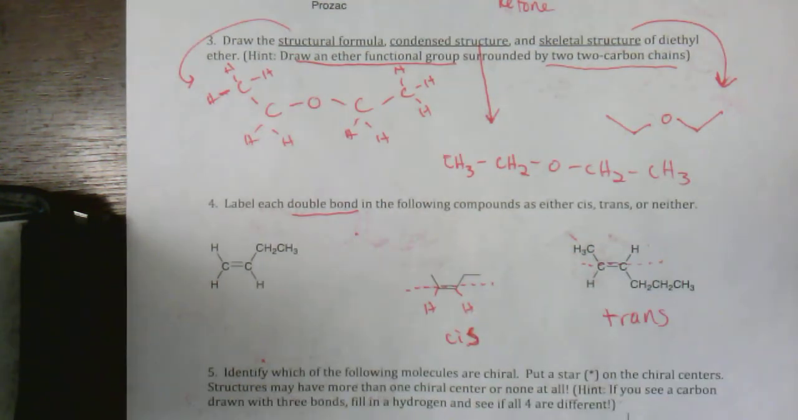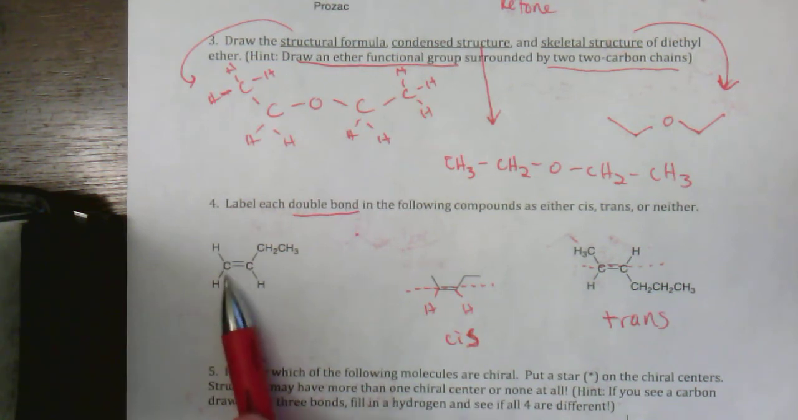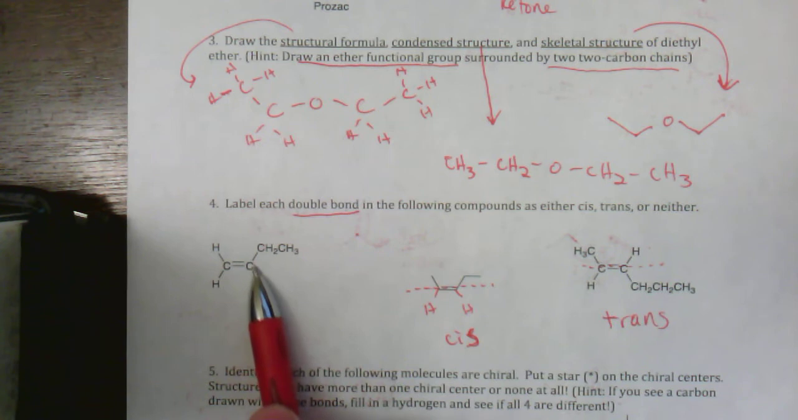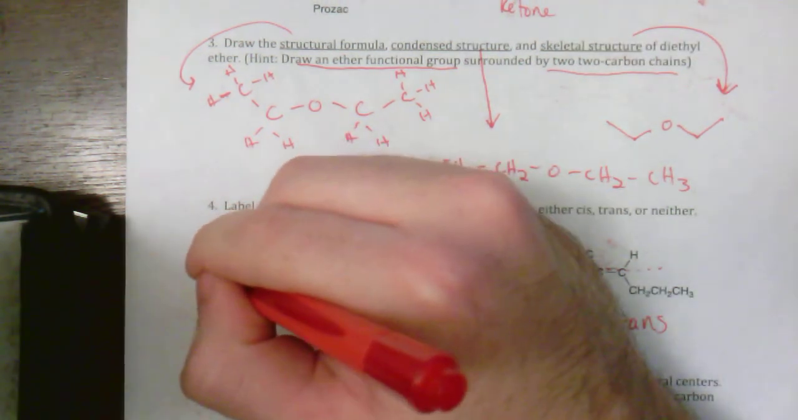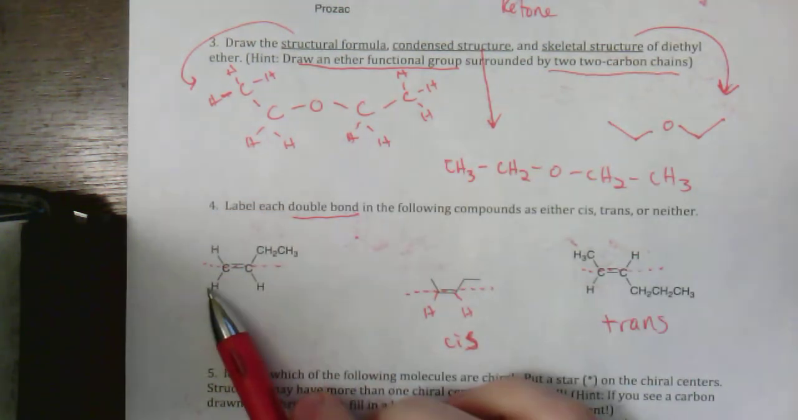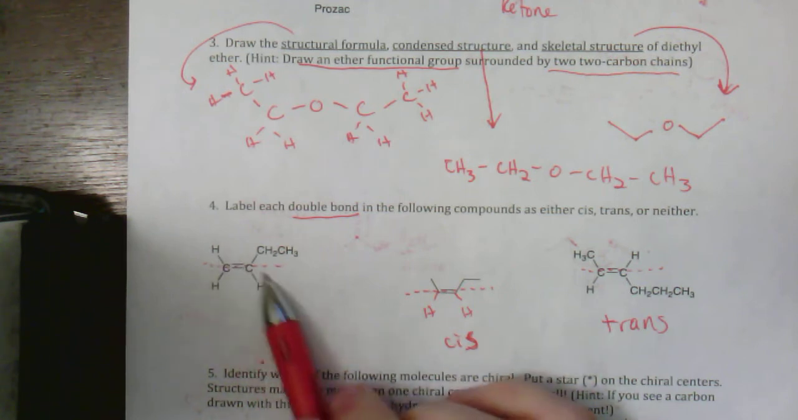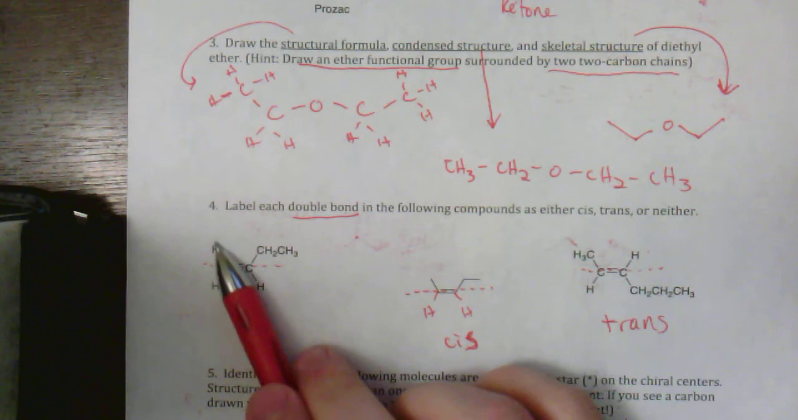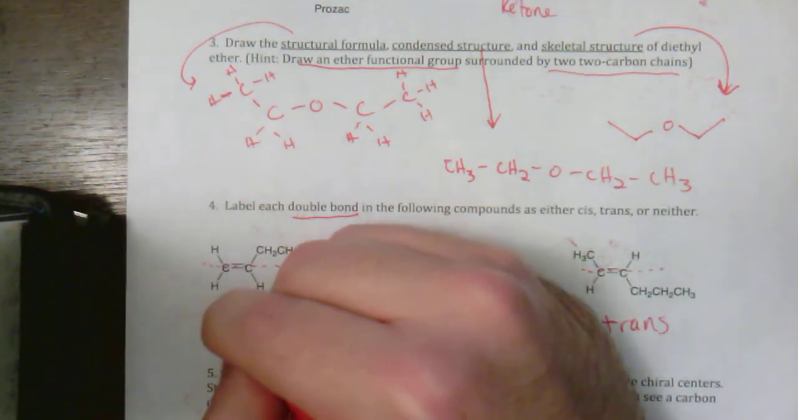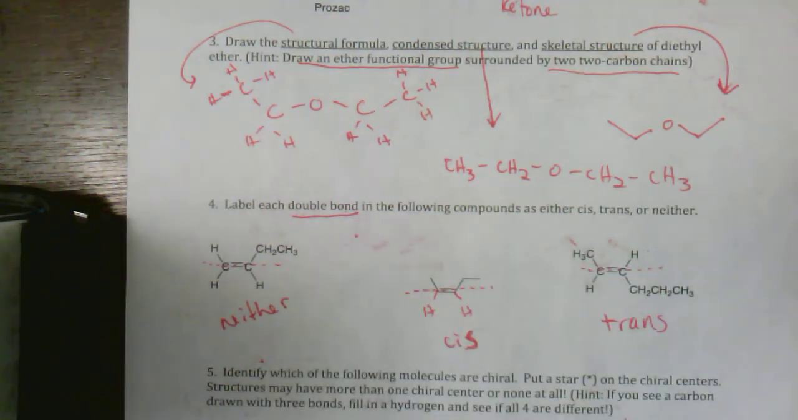Okay, cis and trans. If we have 2 H's on one carbon and only 1 H on another carbon, then you can't really say it's cis or trans, because it's like, well, these 2 are cis, but these 2 are trans, right? This H is on the same side as this one. This H is on the opposite side of that double bond as this one is. So this is not cis or trans. This is neither.